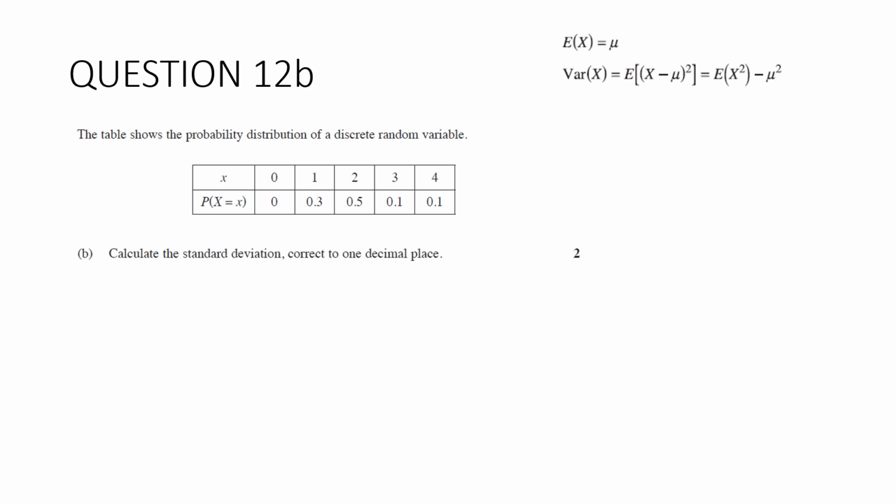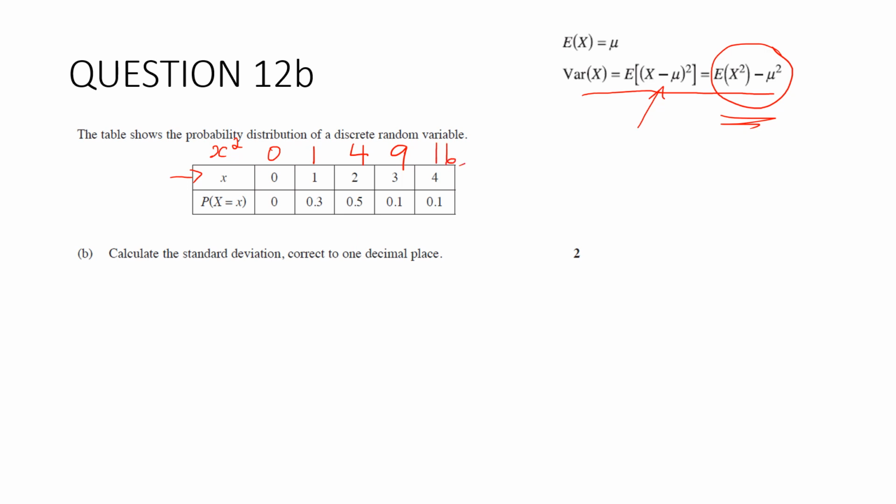12b, calculate the standard deviation correct to 1 decimal place. Now we're given both of these formulas on the reference sheet. I tend to use and teach this one, but this one here is perfectly valid. So I'm going to work out E(X squared), and to do that I'm going to need a row for x squared. So I'm just going to take this row and square it.